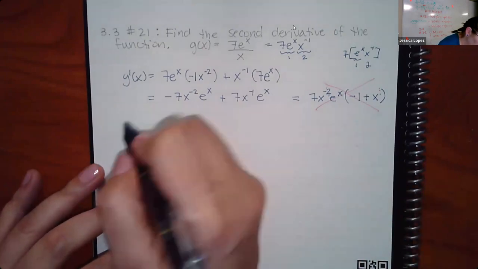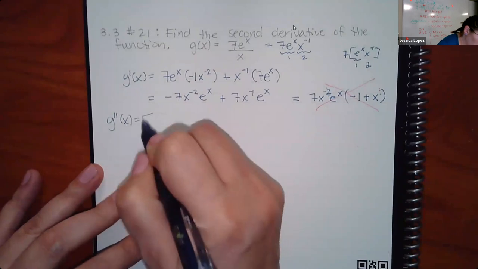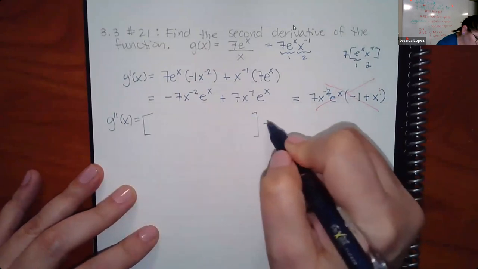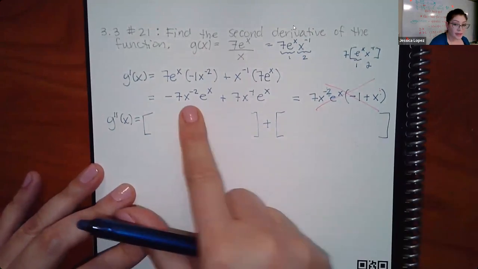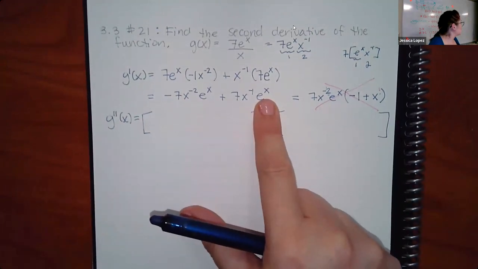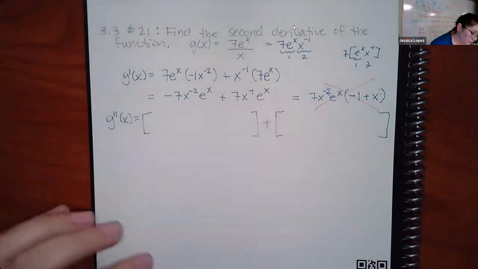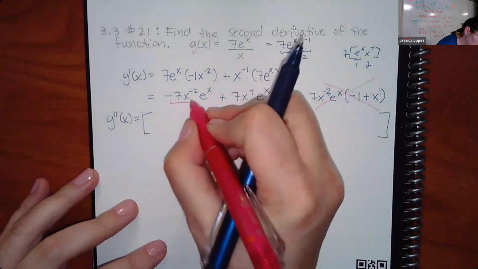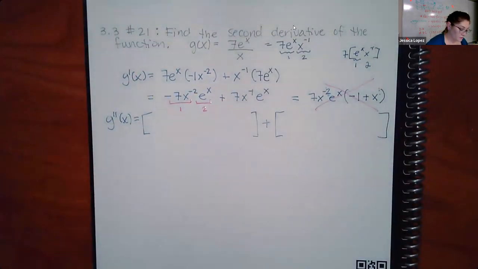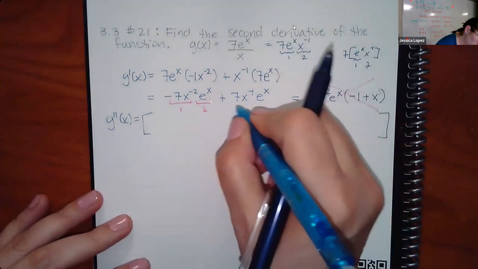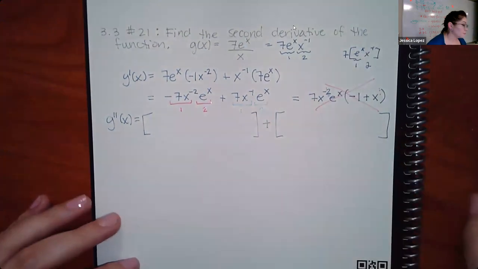So let's do double prime. I'm going to put my terms in brackets because I have to do the product rule for this term and I have to do the product rule for that term. So I'm just keeping them separate with brackets. For the first one, I'm going to say this is my first and this is my second. For the second term, I'm going to say this is my first function and this is my second.